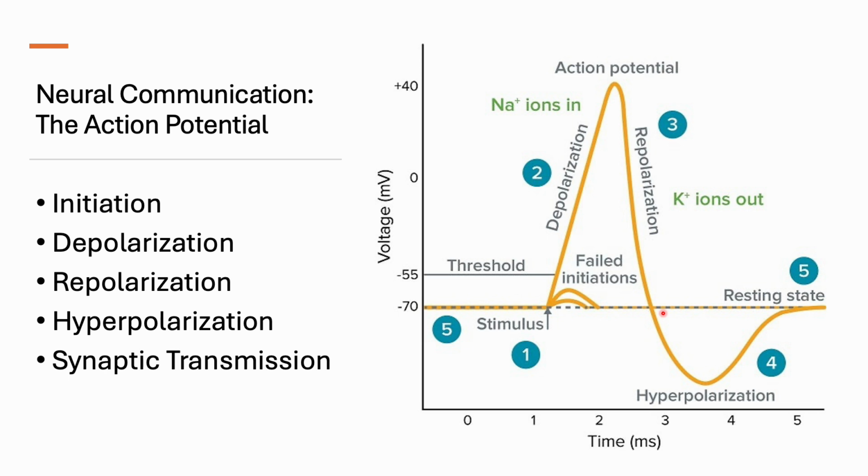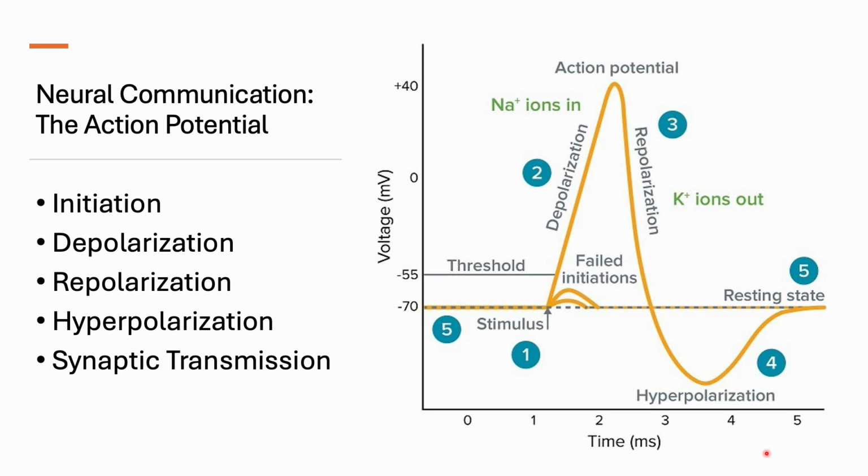However, sometimes the neuron overshoots its resting state and becomes even more negative than usual. This phase is called hyperpolarization. It's like the neuron is extra cautious, making sure it's really ready before it can fire off another message.